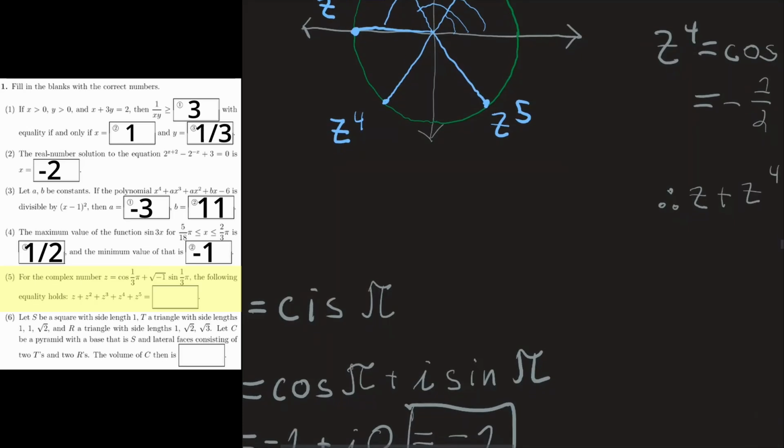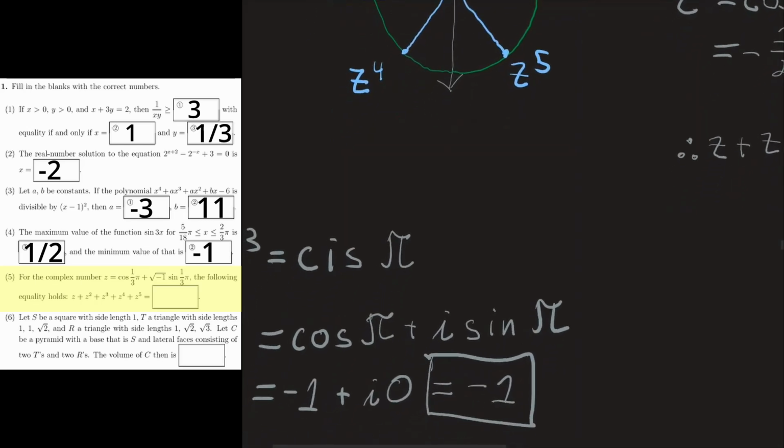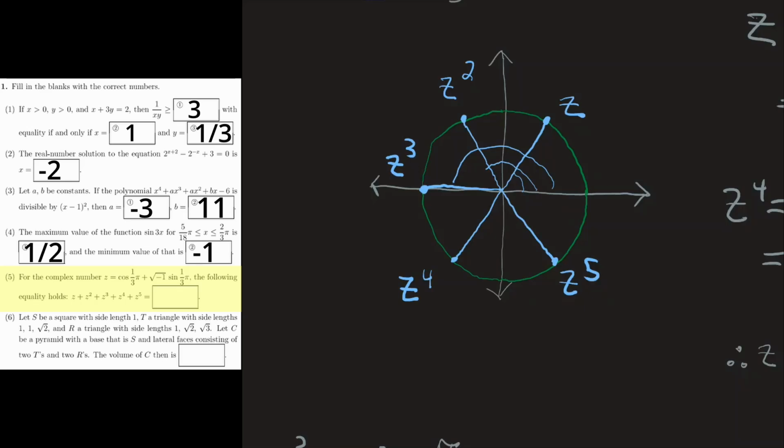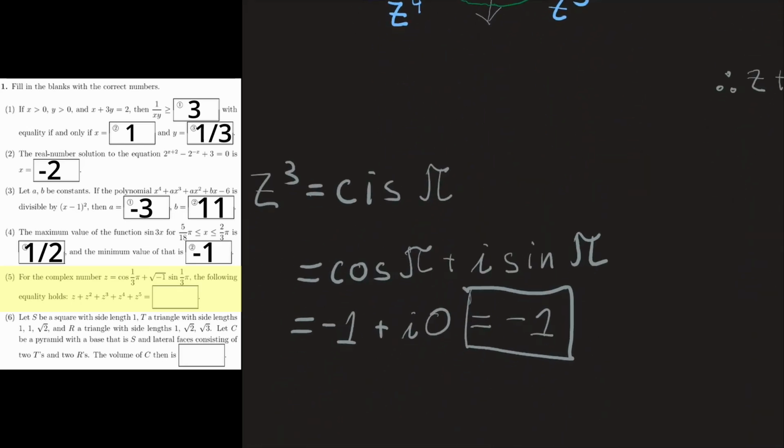So this is cis pi, which of course equals cosine of pi plus i times sine of pi. And cosine of pi equals negative 1, and sine of pi equals 0. And so i disappears, right, because it's multiplied by 0. And so the final answer is just negative 1. And it makes sense that i disappears, since if you look at our drawing, z cubed is entirely on the real axis, which means it does not have an imaginary component, so there is no i term. So we found the final answer is negative 1.